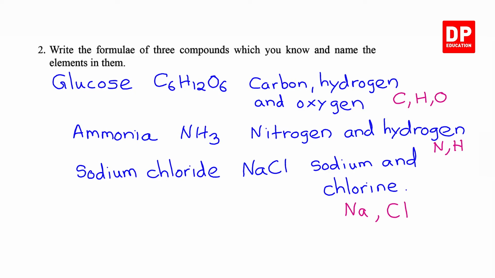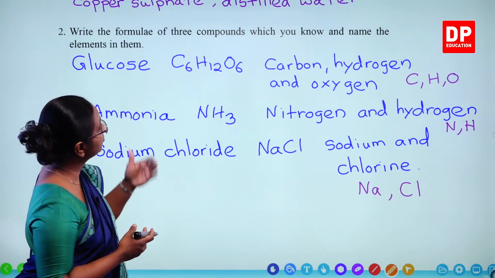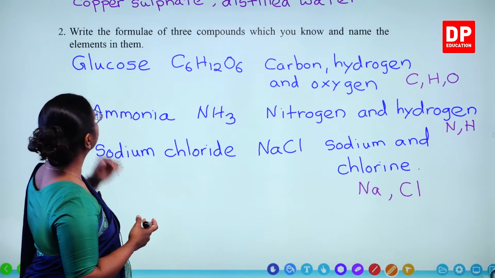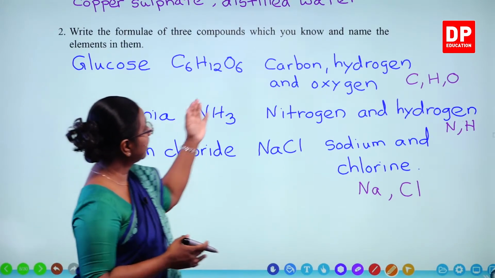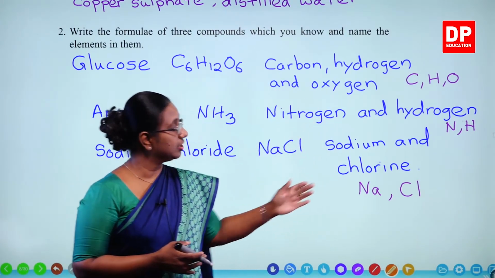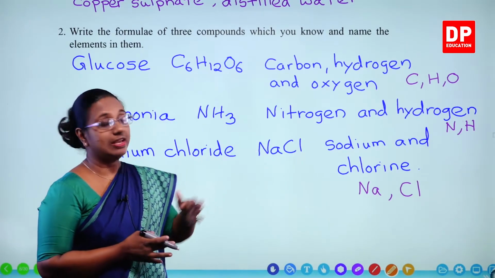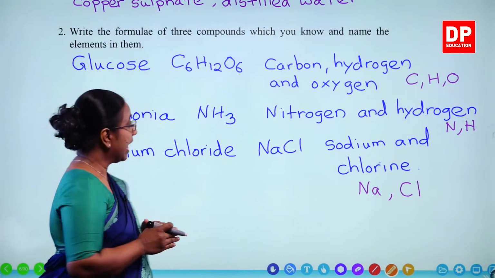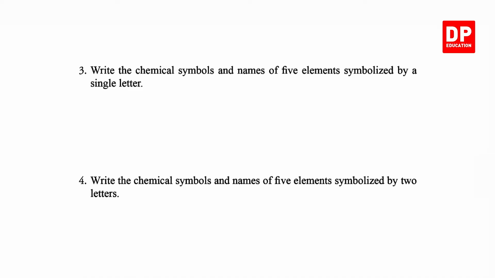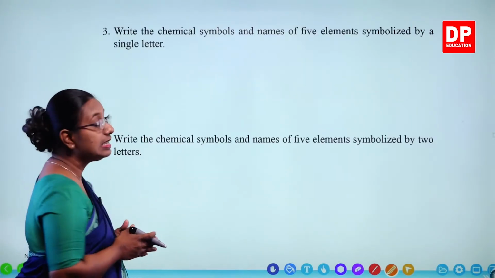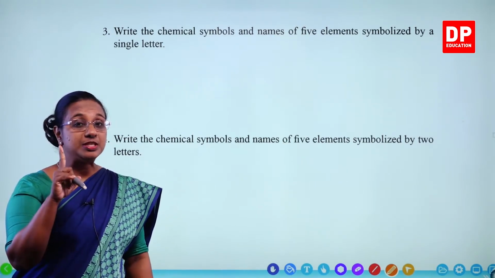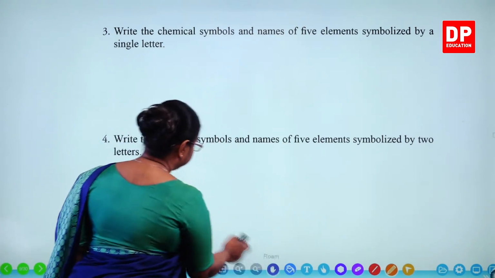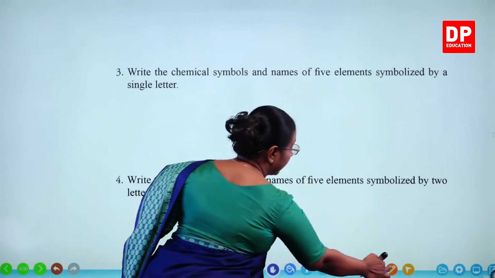So here they have said write the formulae of 3 compounds which you know and name the elements in them. So because they have said name the elements, it's better to write the names without giving the symbols in it. Is that okay, students? So with that, I will move on to the next question. Write the chemical symbols and names of 5 elements symbolized by a single letter. So it has to be just one letter. Can you all think of 5 elements?